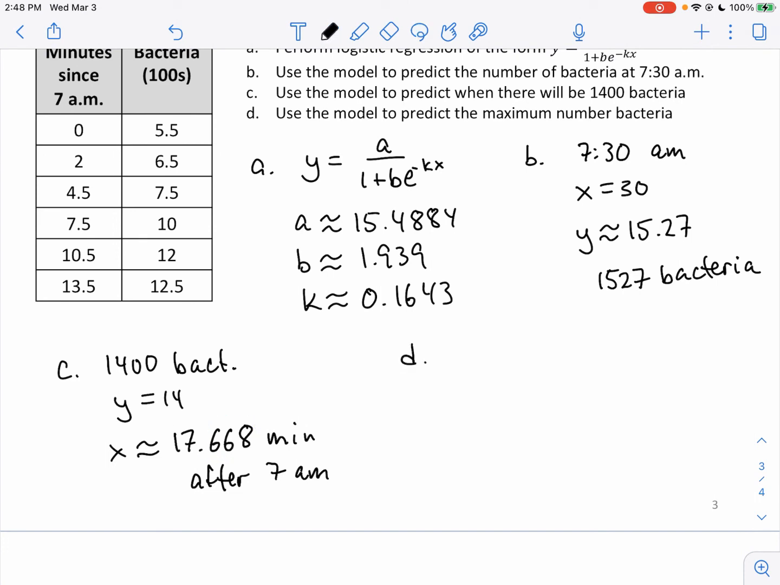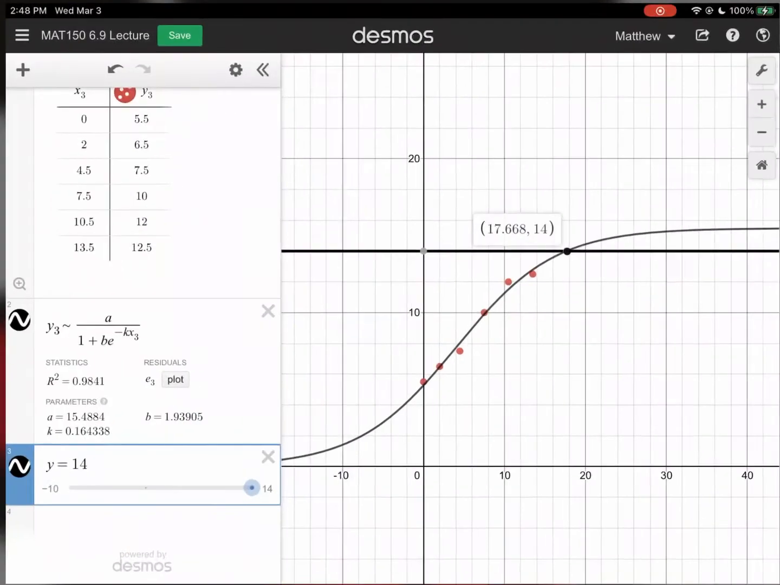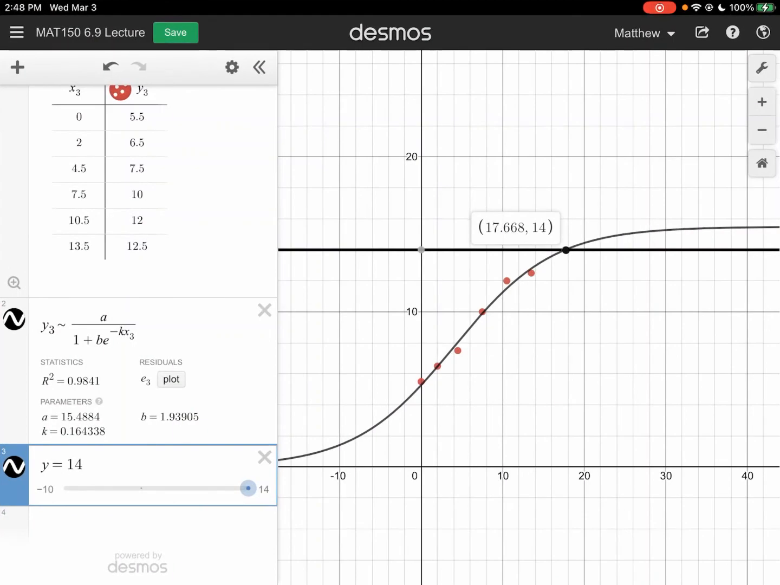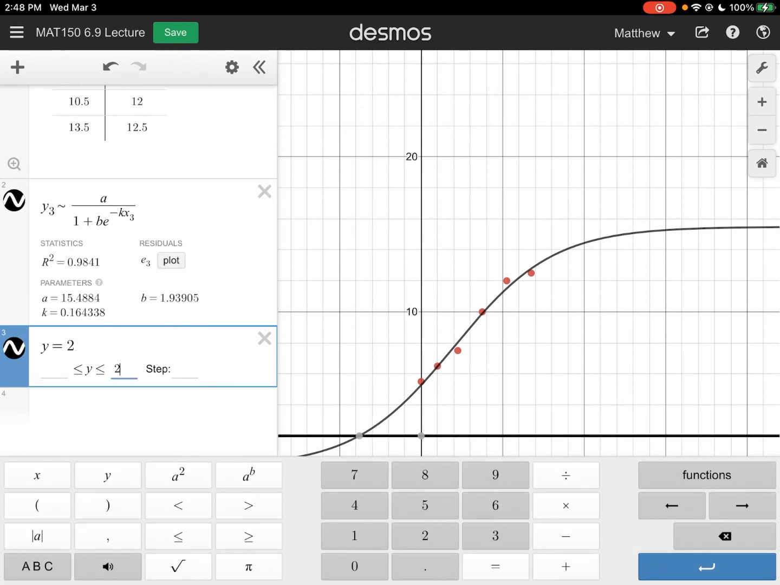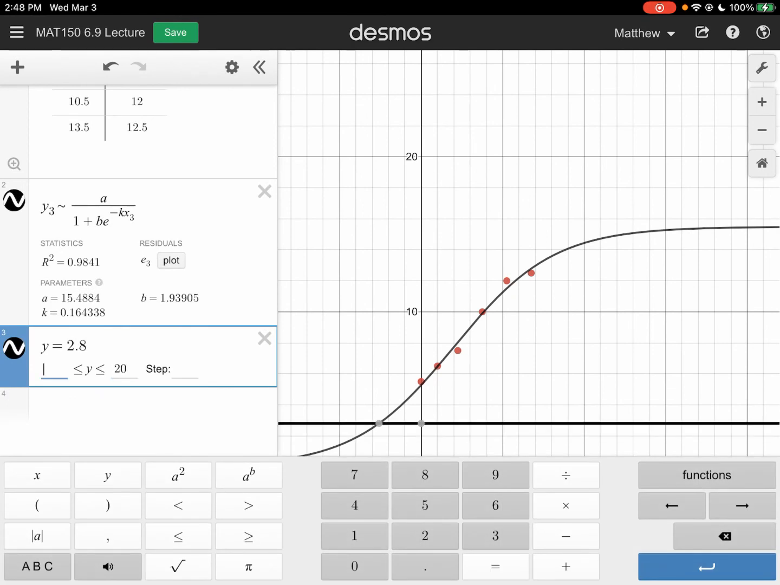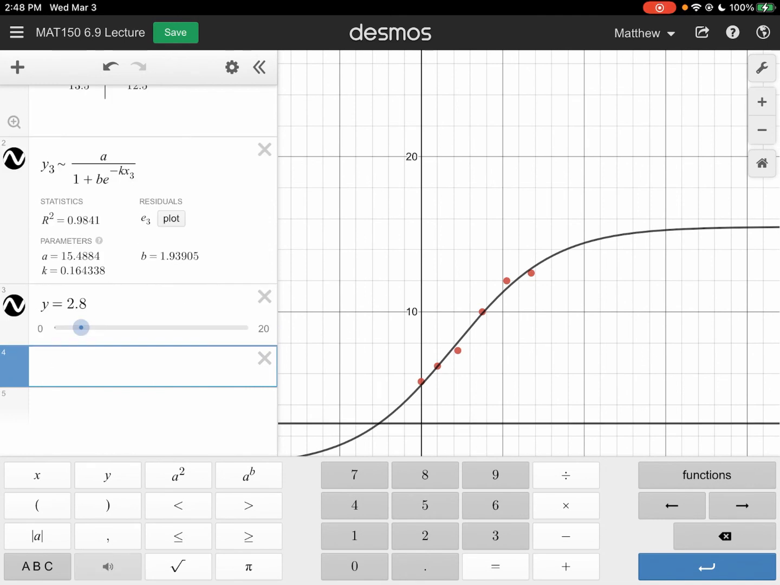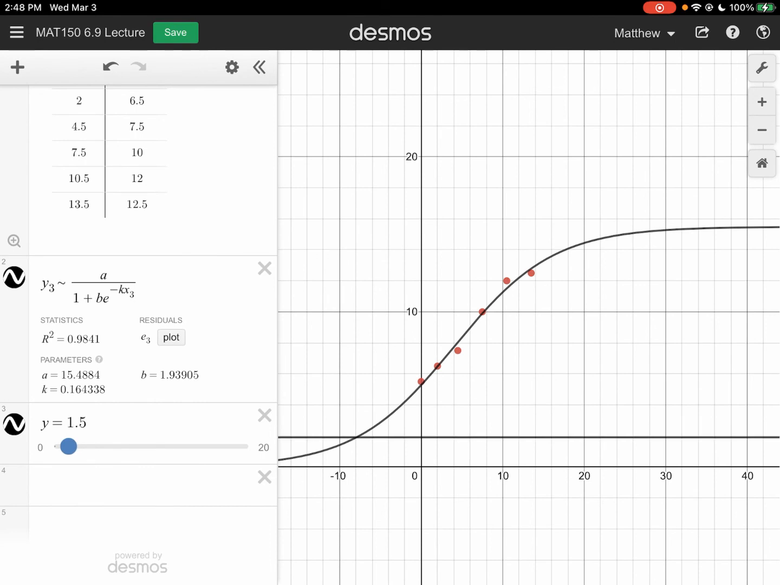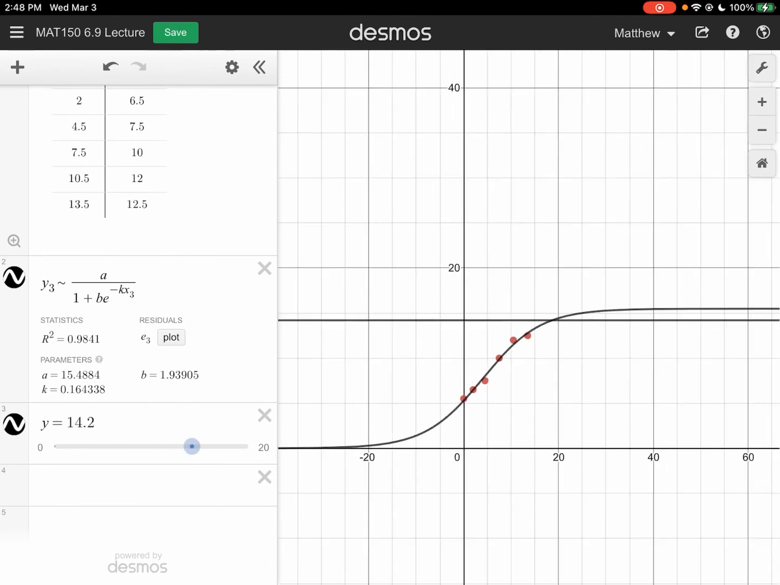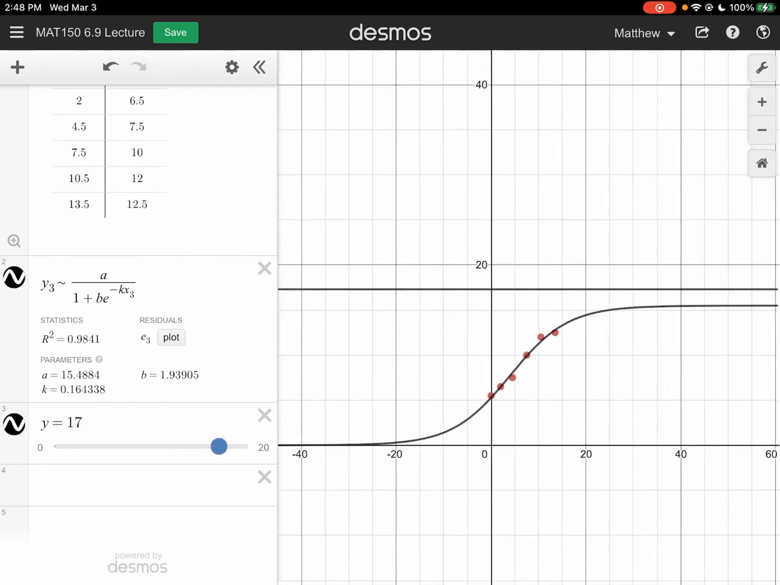Part C, use the model to predict the maximum number of bacteria. Now, the maximum number of bacteria, this model, all logistic curves level off. The question is, how high? Let's create a window that lets me go up to 20. Right. How high is the ceiling of this logistic curve? Where exactly is the horizontal asymptote?